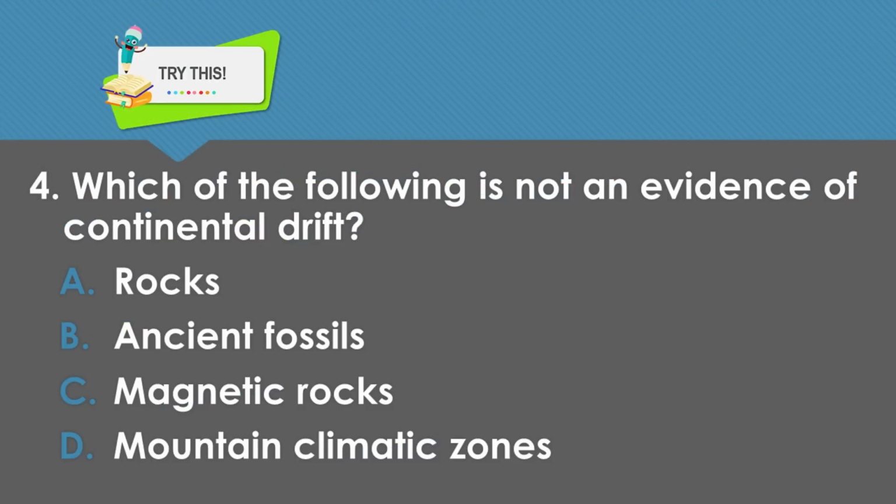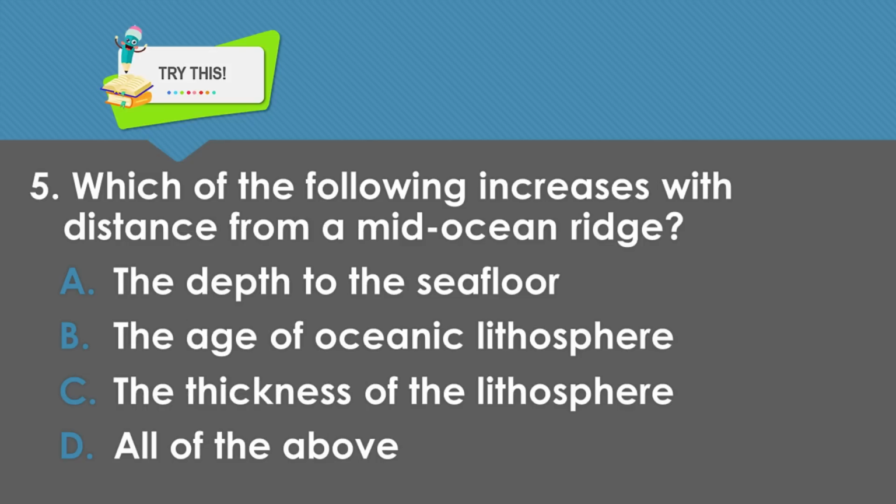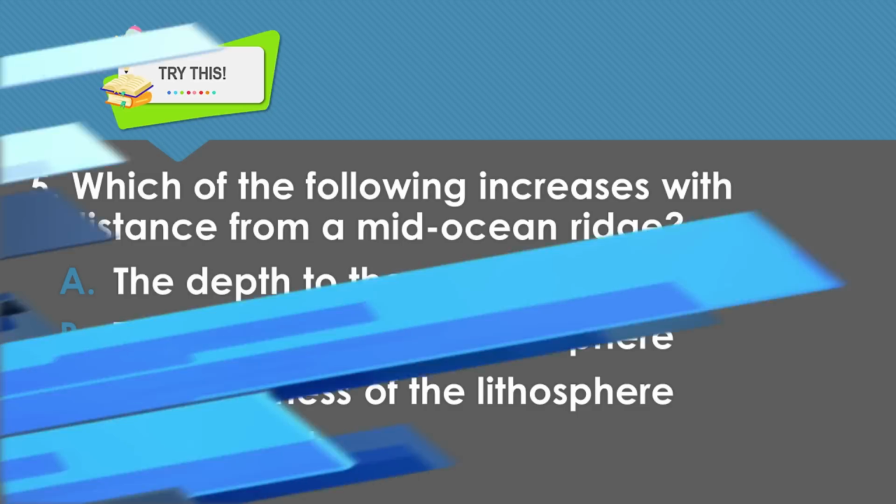4. Which of the following is not an evidence of continental drift? A. Rocks. B. Ancient fossils. C. Magnetic rocks. D. Mountain climatic zones. 5. Which of the following increases with distance from a mid-ocean ridge? A. The depth to the seafloor. B. The age of oceanic lithosphere. C. The thickness of the lithosphere. D. All of the above.